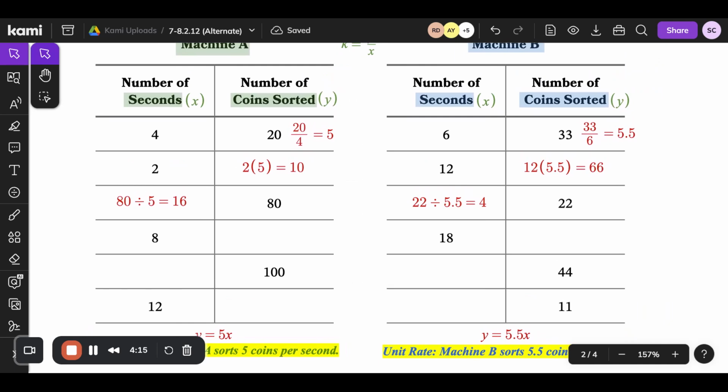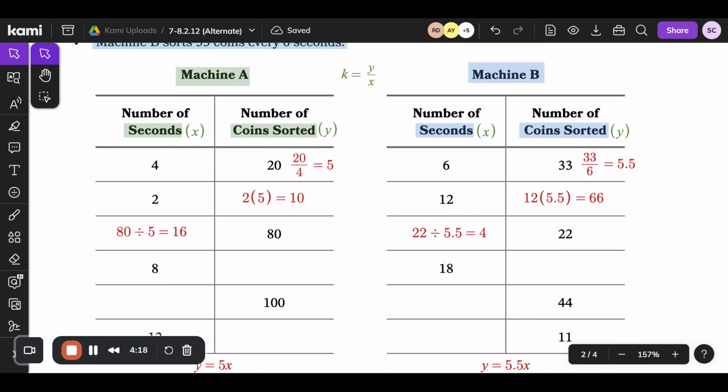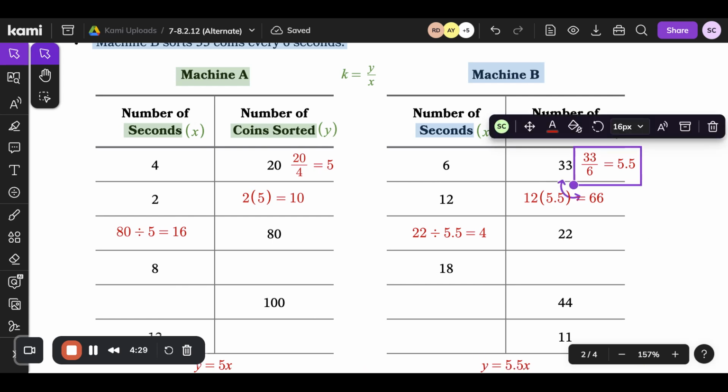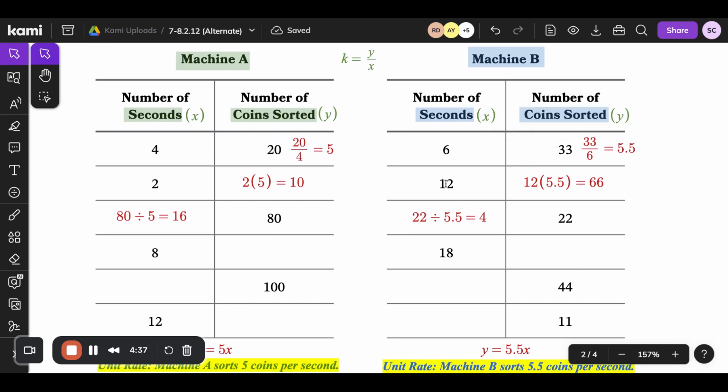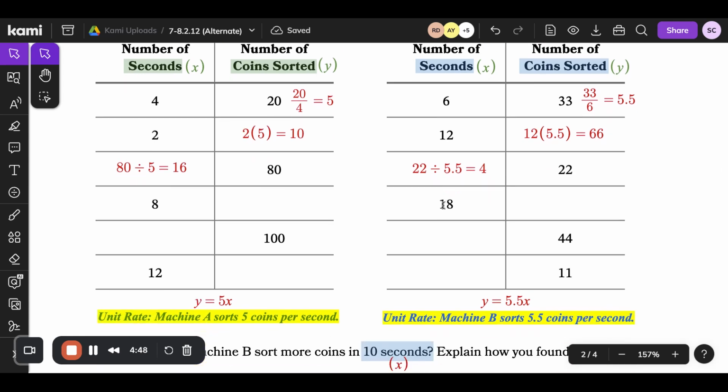For machine B, you're doing the exact same thing, but machine B works a little faster because its constant is slightly more than the constant for machine A. You still do the exact same process, but for this one, instead of sorting 5 coins per second, it is 5.5 coins per second. If they give us X, we multiply X by our constant to get Y. And if they give us Y, like they did here, we divide Y by our constant to get X. Then you're going to find out for 18 seconds how many coins are sorted. And for our last 2 rows, they gave us the coins sorted.